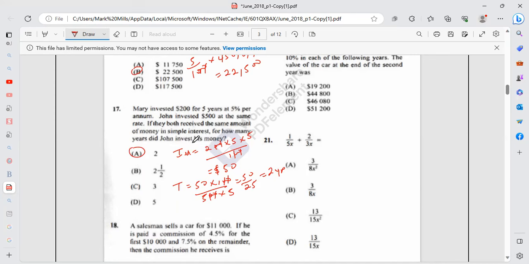So for this question, first of all, you have to find the interest for Mary. The answer you get for the interest for Mary would have been $50. And the same $50 would be used as the interest for John by finding the time. How do you find the time? It is the interest times 100 over the principal times the rate. You substitute the values, you work it out, and you get 2 years.